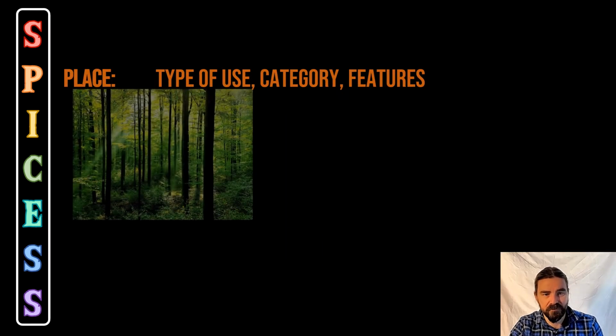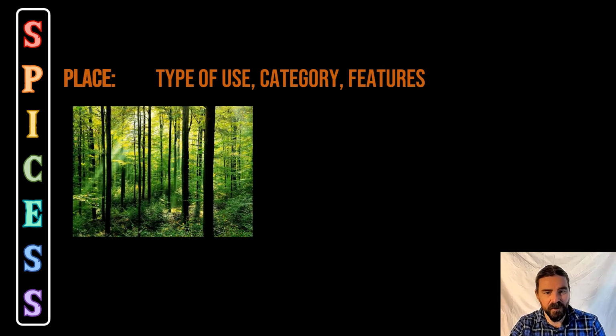Place. So place is all about the different uses that we might have of spaces. So maybe there's a forest, and that could be forestry. We might be using that to cut down for wood. It might just be natural environment. It might be a managed national park.